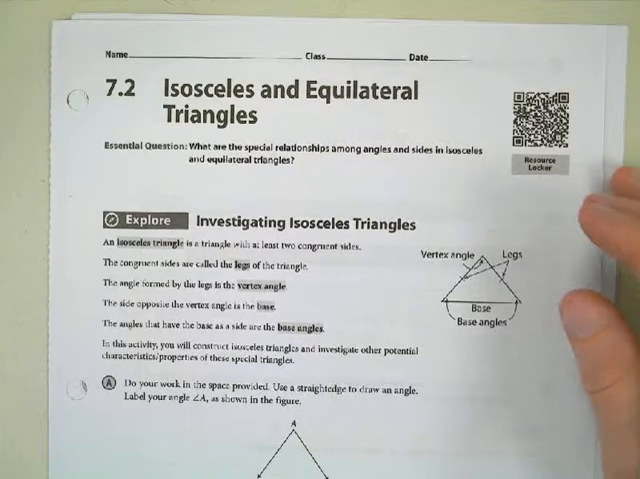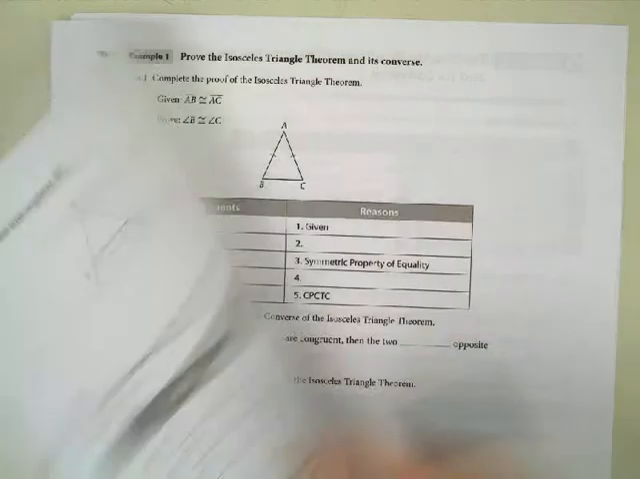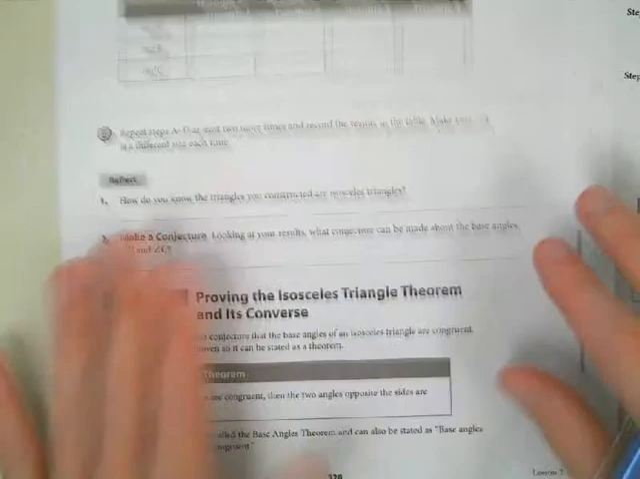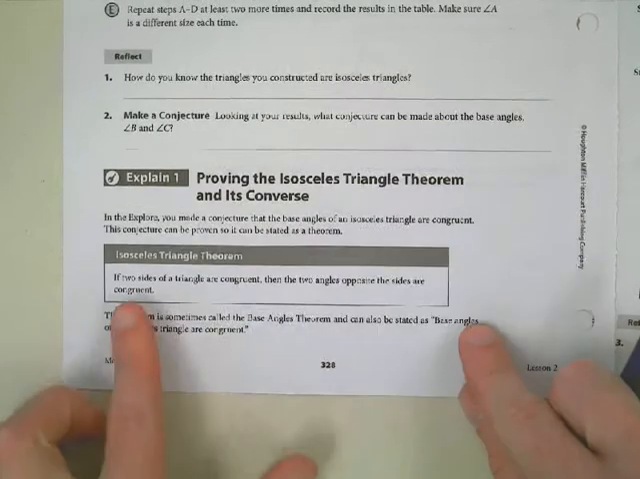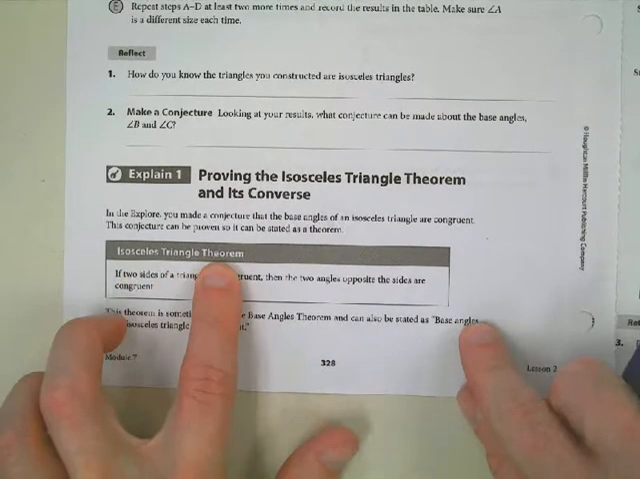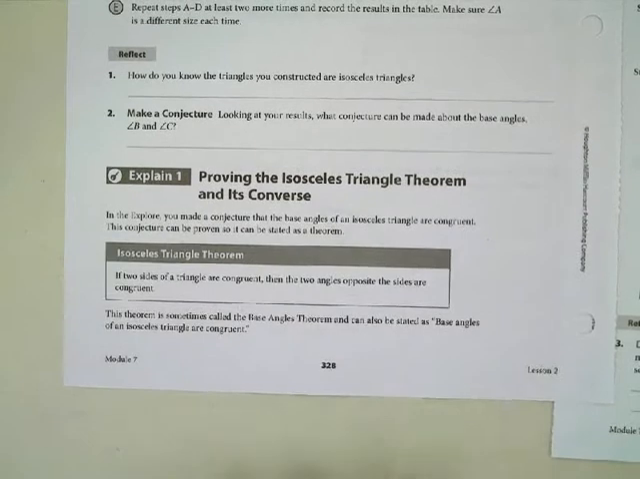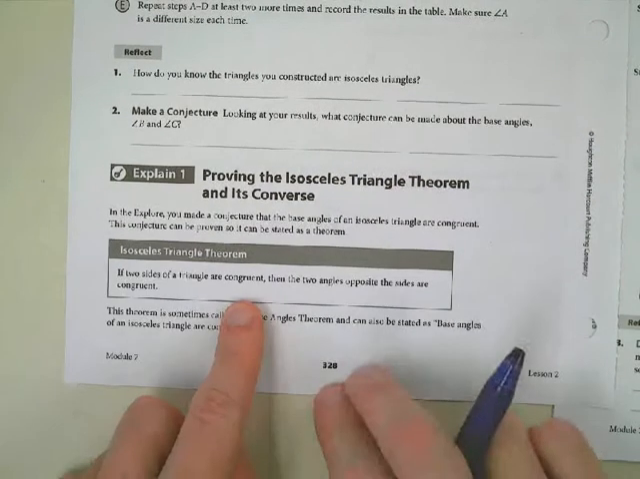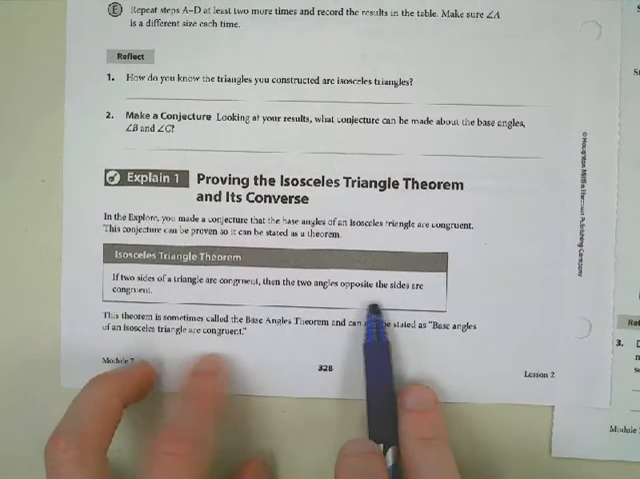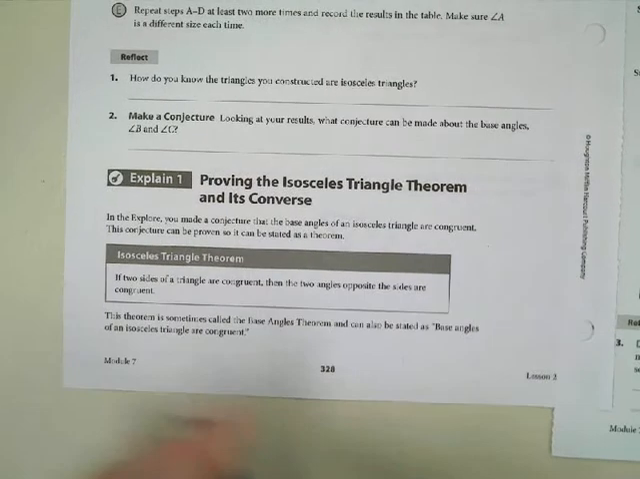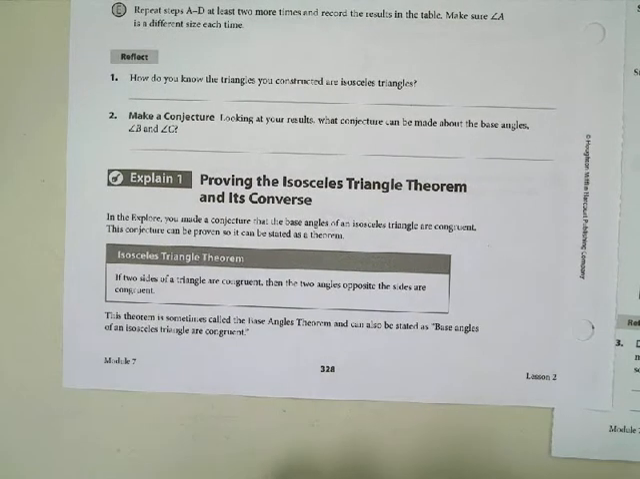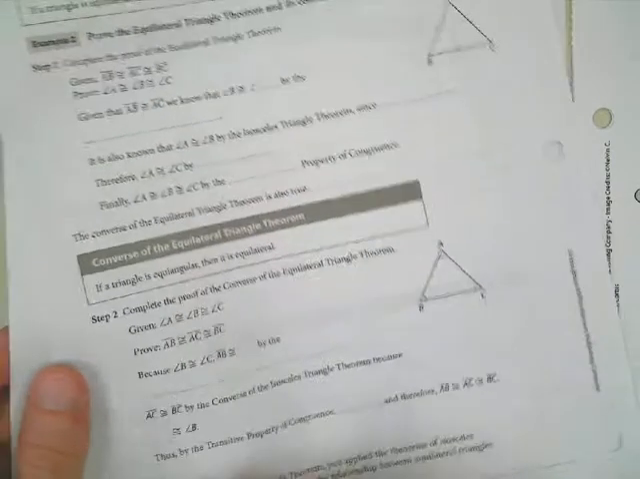If you turn the page over though, we're not going to go through these proofs in the interest of time, but here is the isosceles triangle theorem, and again it's kind of intuitive, it makes sense, right? If two sides of a triangle are congruent, then the two angles opposite those sides are congruent. There wasn't an example problem.